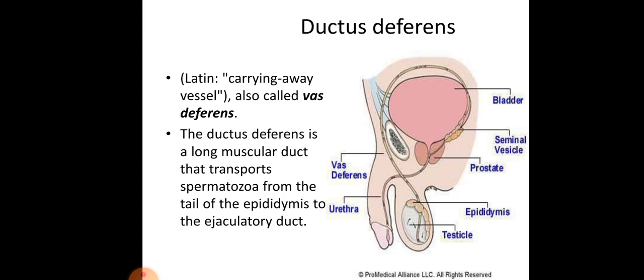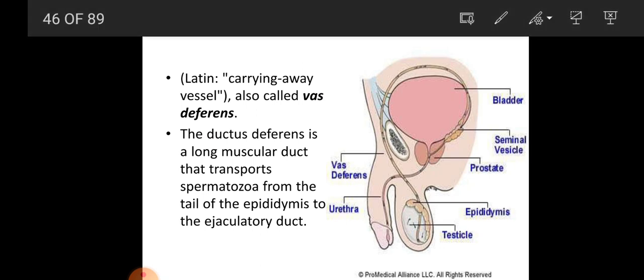Then we come to the ductus deferens, also known as vas deferens. It means the carrying away vessel. The ductus deferens is a long muscular duct that transports the spermatozoa from the tail of the epididymis to the ejaculatory duct. So here we can see this is the tail of the epididymis. From here it begins and it ends at the ejaculatory duct, which is found at the posterior aspect of the prostate gland.